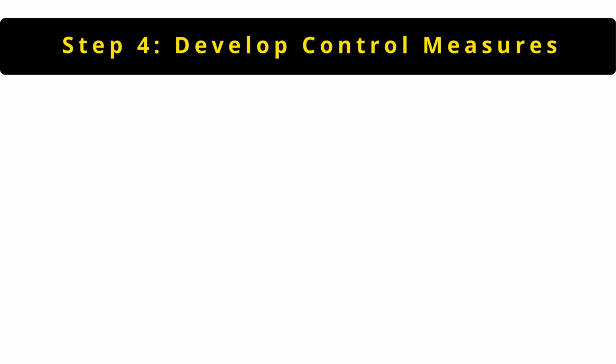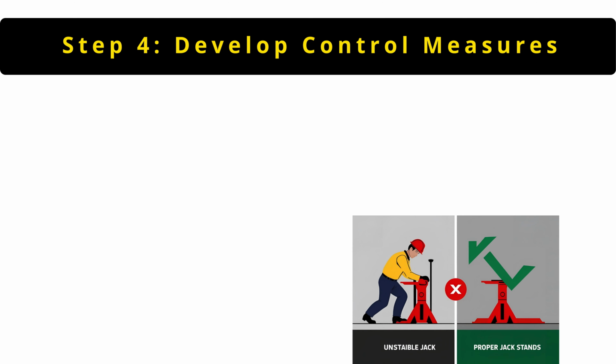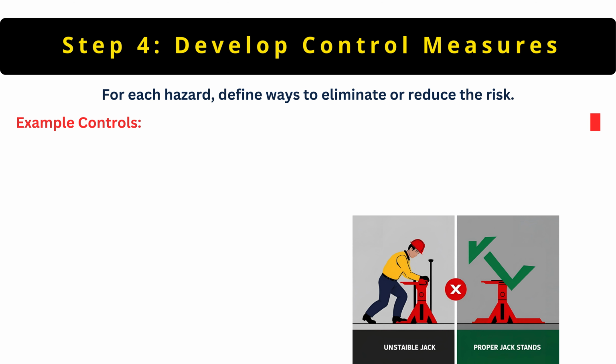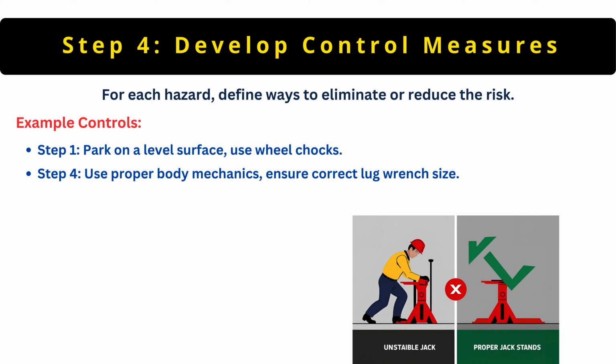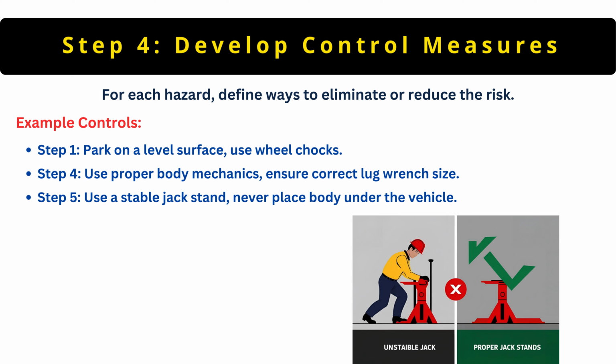Step 4. Develop control measures. Now solve those risks. Controls can be eliminate the hazard, use a lift instead of a jack, reduce the risk, place wheel chocks to prevent rolling, personal protection, wear gloves, and use proper lifting techniques. For a tire change, parking, use wheel chocks and the parking brake. Lifting, never place any body part under the vehicle. Tire handling, lift with your legs, not your back. Small changes, big safety gains.